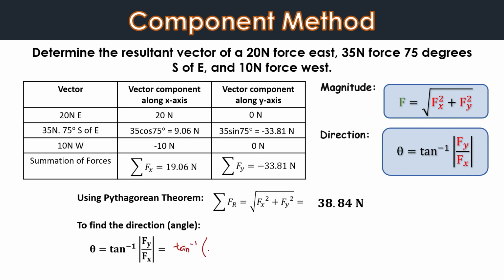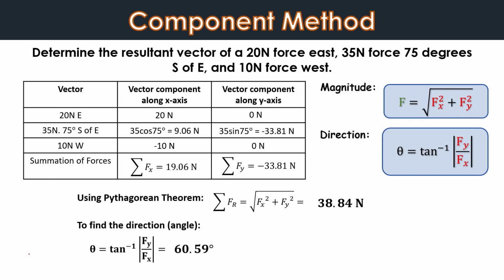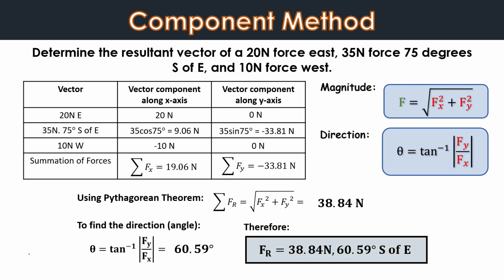So, magiging tangent inverse by substitution. So, we have 33.81 newtons divided by 19.06 newtons. Okay? Tapos, pag sinolve nyo yan, again, dapat naka-degree mode ang calcu. We will have 60.59 degrees. Okay, so kung nahanap na natin yung magnitude, nahanap na natin yung direction o yung angle, we will have this final answer of 38.84 newtons, 60.59 degrees south of east.